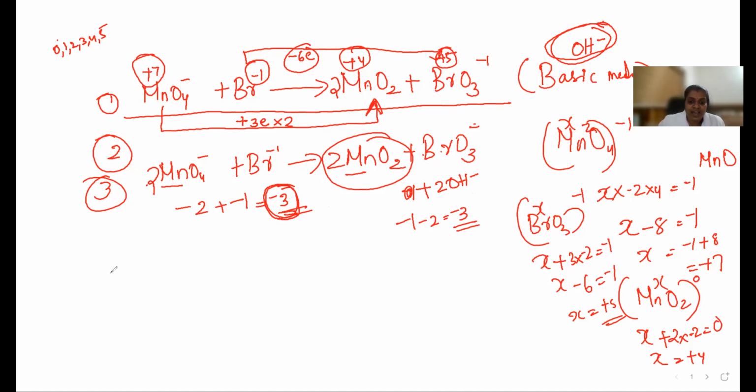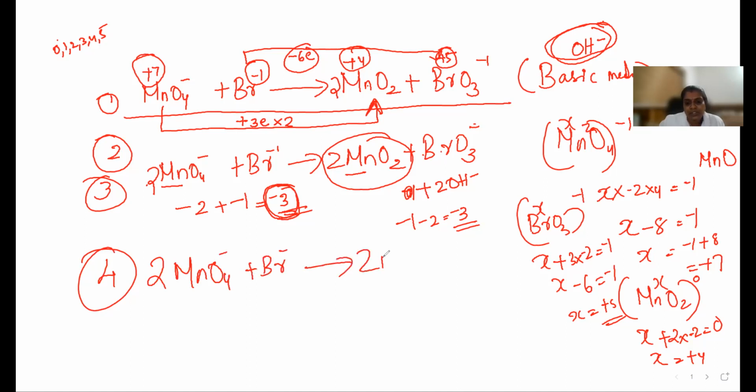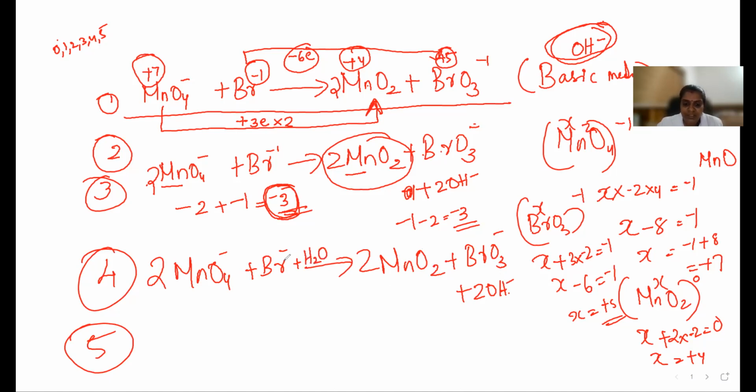After that, our new equation now is 2MnO4 minus plus Br minus will give you 2MnO2 plus BrO3 minus plus 2OH minus. This is our new equation. The fifth step is equating the number of hydrogen. Here 2H is there, so we will add half of that, 1 water molecule here, so hydrogen is also balanced. Oxygen: 4 into 2, 8, plus 1, 9 oxygen here. Here 2 into 2, 4 oxygen, plus 3, 7, plus 2 here, so 9 oxygen. So all is balanced here.